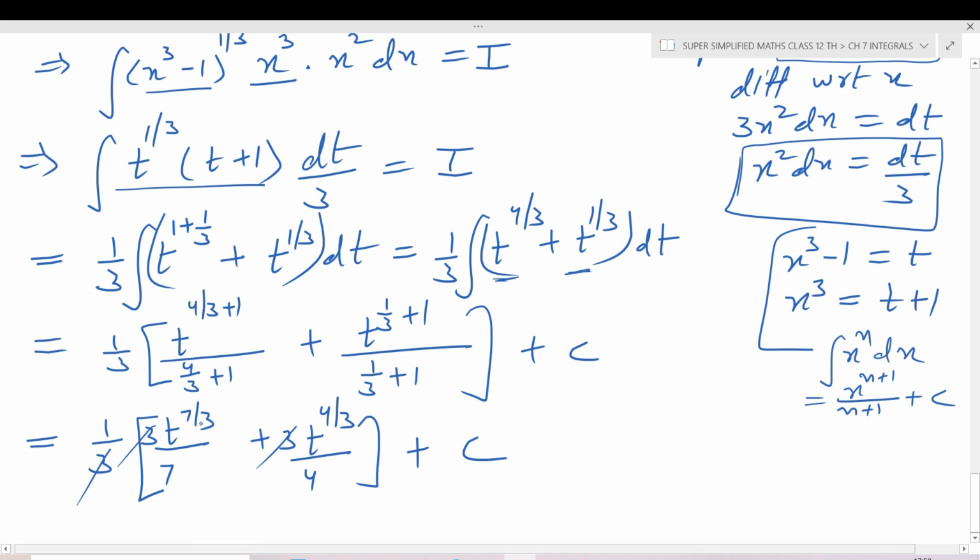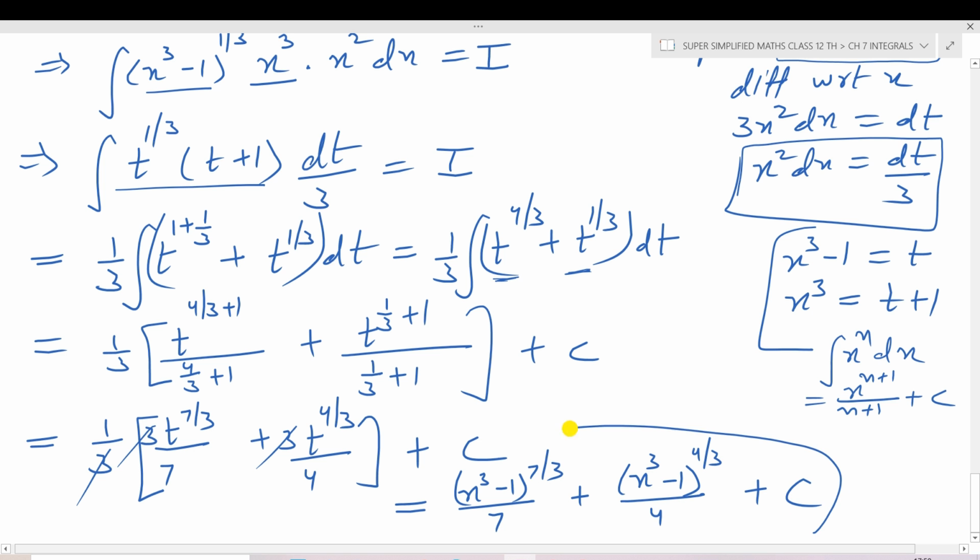Now after that, at the final step, we shall substitute back t. T was x cube minus 1. So I write the final answer, that is (x cube minus 1) raised to the power 7 by 3 upon 7 plus (x cube minus 1) raised to the power 4 by 3 upon 4 plus a constant of integration. So this is your answer.